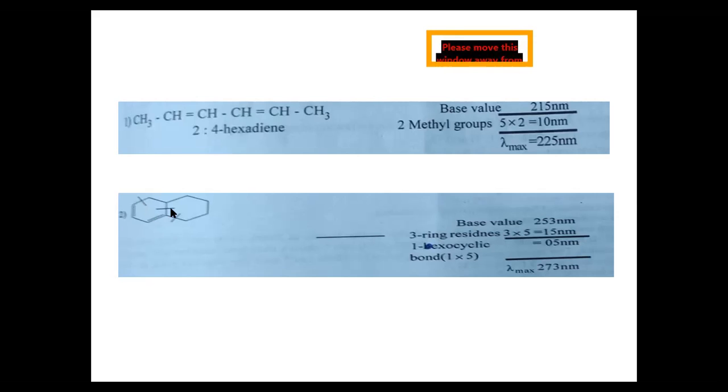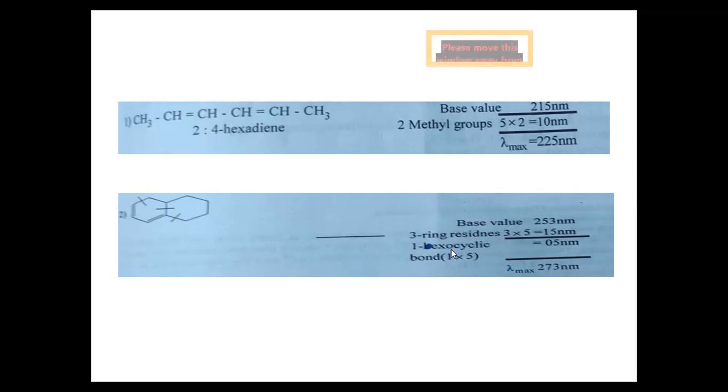Okay. Now there are two hydrogen atoms here. CH2, it should be CH2. But both hydrogen atoms have been replaced by carbon atoms. This one carbon atom, this is one carbon atom. So how many? 1, 2, 3. 3 ring residues, 15 nm. And one exocyclic.